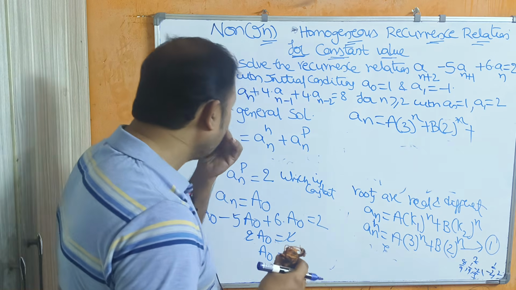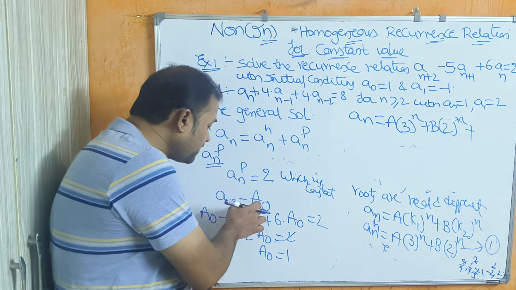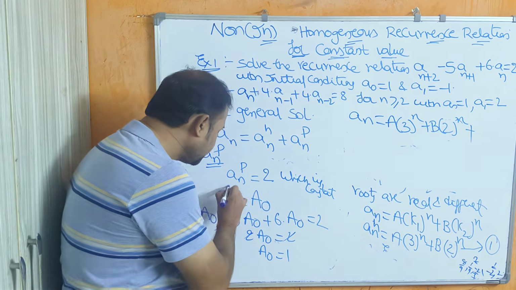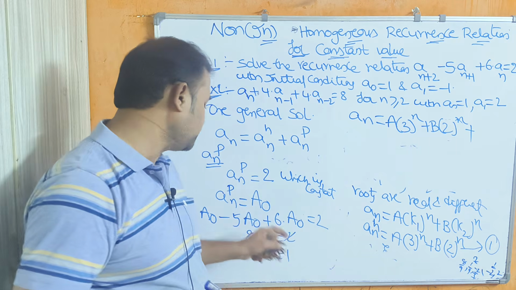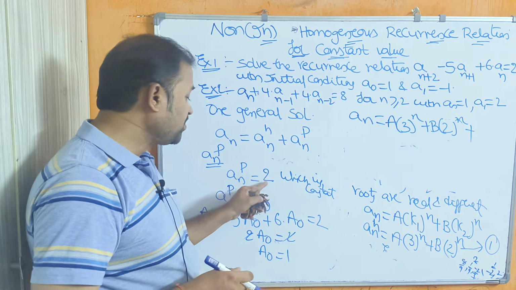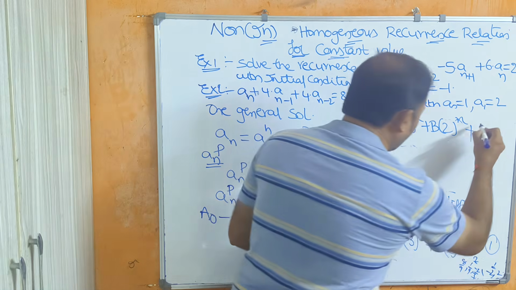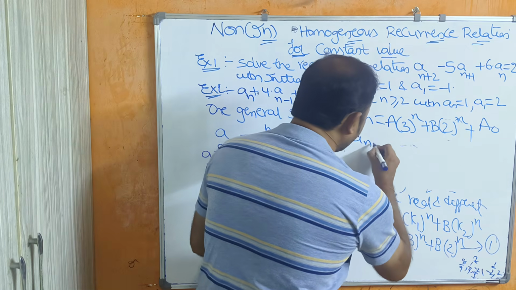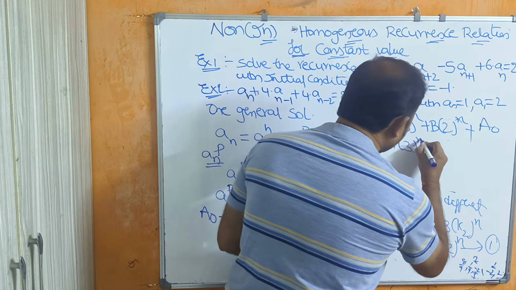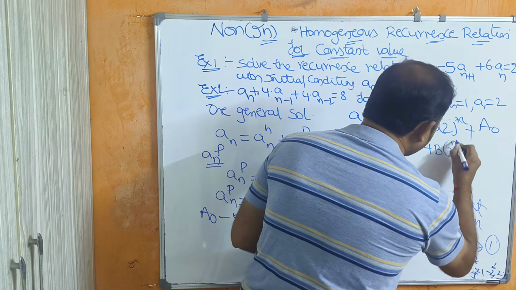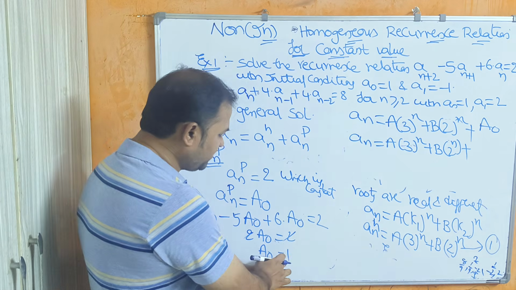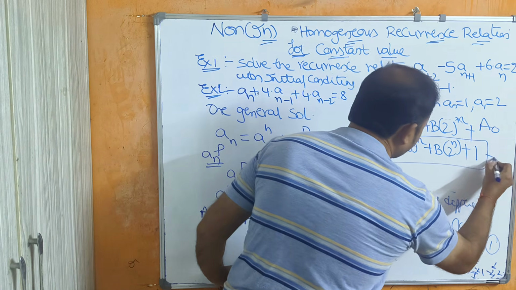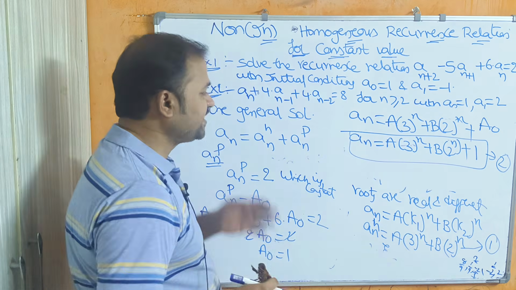Next, a_n^(p). What is a_n^(p)? Initially the value is nothing but a naught. So this a_n^(p) is nothing but that particular solution value. Initially the general solution is a naught. Why? Because here we have a constant. So plus a naught. So this is nothing but a_n^(h), and this is nothing but a_n^(p). Next we have computed the a naught value. So a_n equal to a into 3 power n plus b into 2 power n plus a naught value. After computing we got a naught as 1. Let us assume that this is equation number 2.